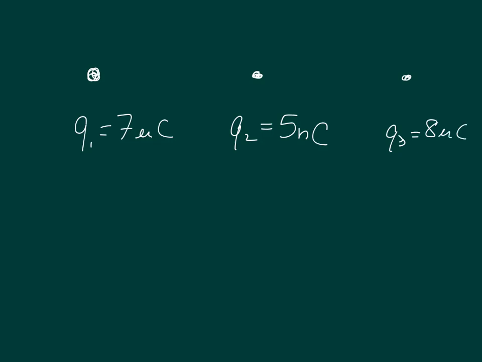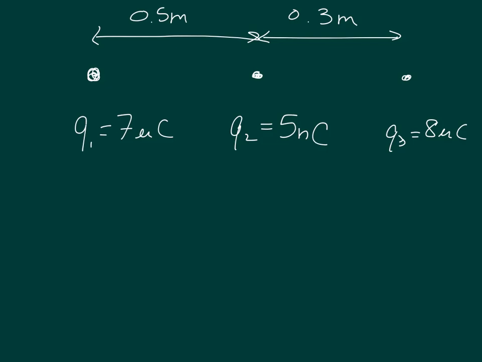So we've got 7 microcoulombs, 5 nanocoulombs, and 8 microcoulombs as our charges. So we'll look at micro and nano. We have a distance between their centers, the first and second, of let's say 0.5 meters, and then the second and third of 0.3 meters. Okay, 0.5 meters and 0.3 meters. I do not need any other information. I have enough information to solve.